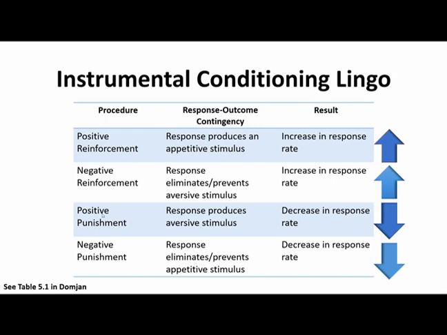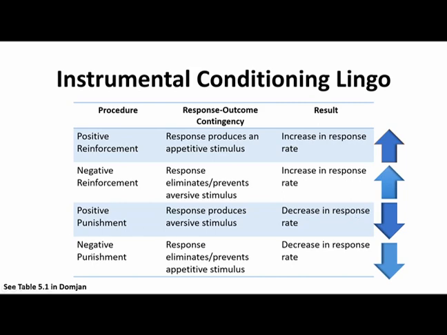And continuing on, we can look at positive punishment. Positive meaning that we're adding a stimulus. Punishment meaning that it's going to lead to a decrease in the behavior. So your behavioral response will result in the delivery of an aversive stimulus. That behavior, that response, will produce something bad. Something bad is added, and we see a decrease in the likelihood of that response being produced in the future.